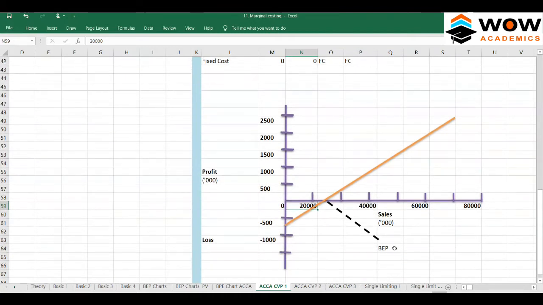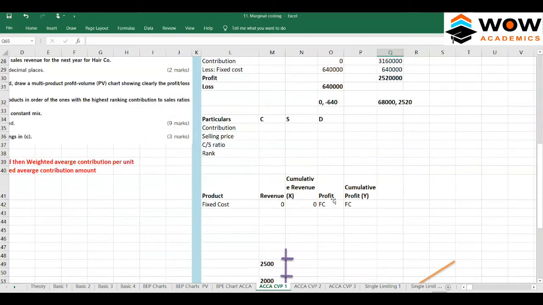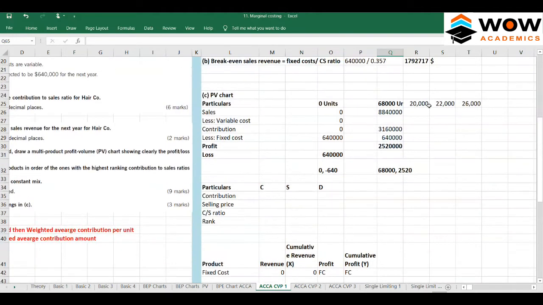Okay, so this is BEP in units. Okay, so at 20,000 units itself, it breaks even. Okay, but this 20,000 units is a combination of all the products. If it is being sold in a particular ratio, the ratio is 20 units, 22 units, 26 units. In that ratio, it has to be sold. Only in that case, this break even point holds correct.